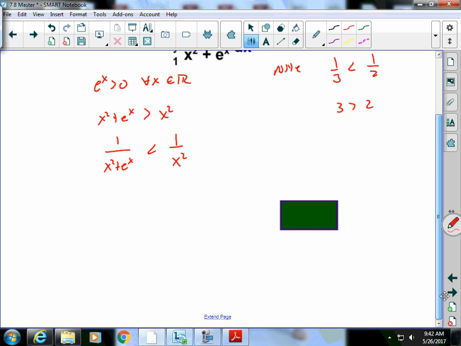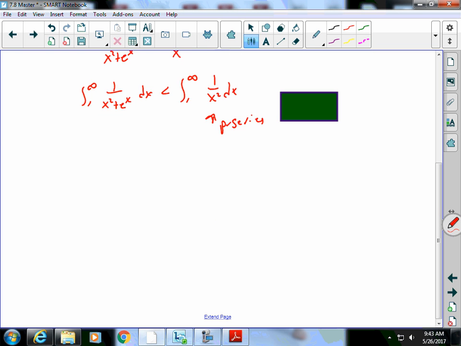So now that we've established that this is true, then we can say that the integral from 1 through infinity of 1 over x squared plus e to the x dx has to be smaller than the integral from 1 through infinity of 1 over x squared dx. Why do I care? That's a p-series. So I know how to handle that one because I was given that information. So we say p-series, p is equal to 2, which is greater than or equal to 1. Therefore converges.